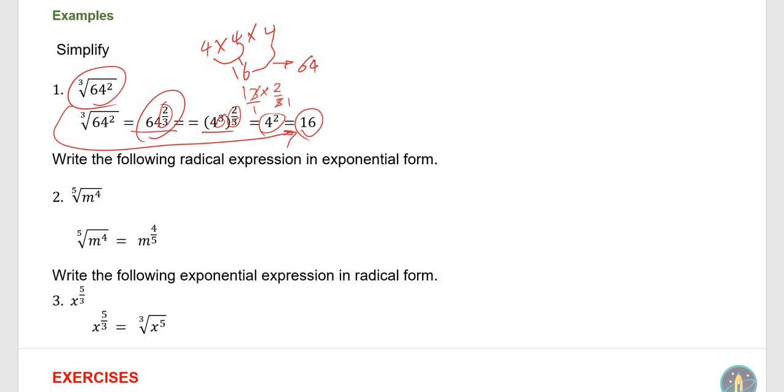Following all the steps we talked about. Write the following radical expressions in exponential form. So the fifth root of m to the fourth is the same as m to the power 4 over 5. Again, the index of the radical goes in the denominator of the power.